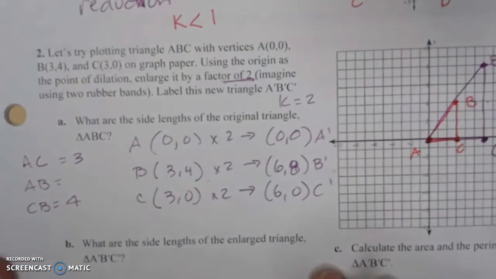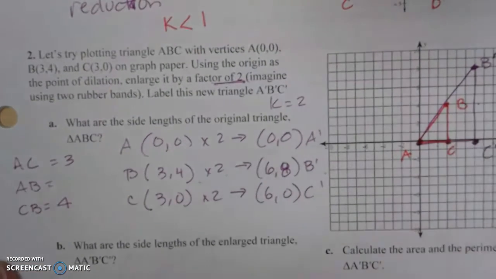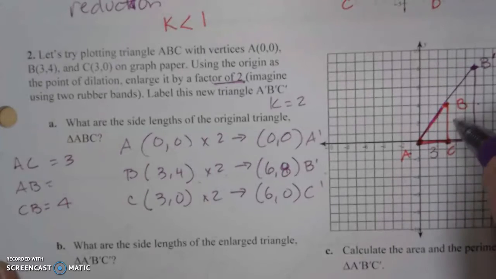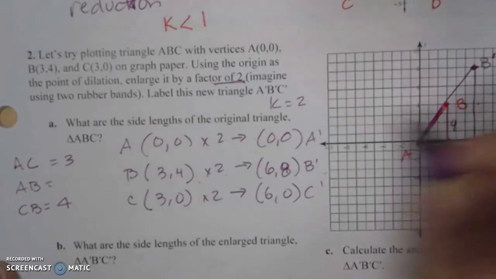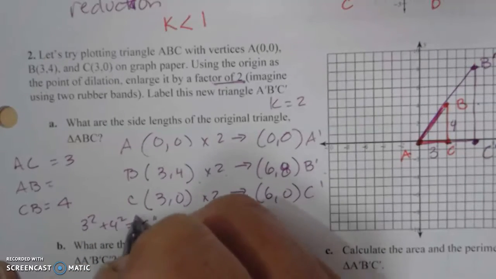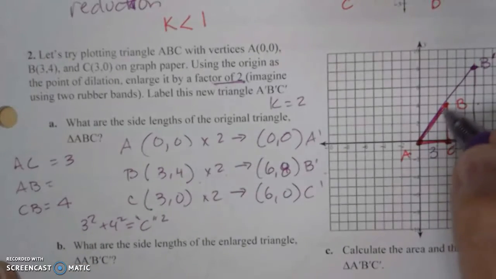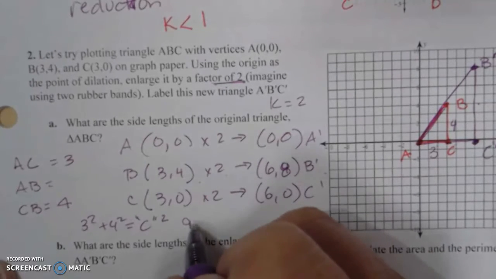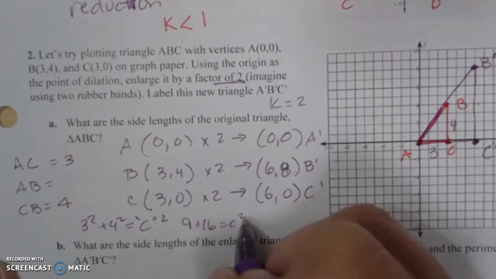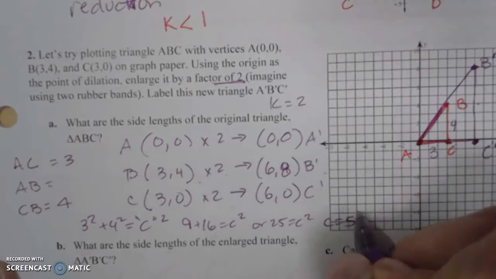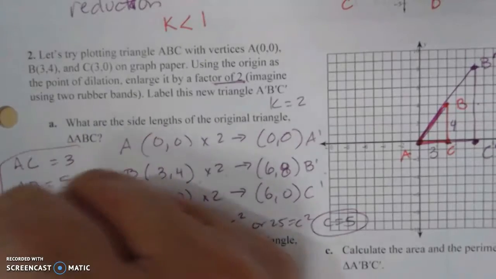Well, you might remember the 3, 4, 5 triangle, but if not, I need to find this length right here. This is 3 and this is 4. So over 3, up 4. To find this side right here, we have to do the Pythagorean theorem. 3 squared plus 4 squared equals c squared. The c is always the longest side of the triangle. So we're going to get 9 plus 16 equals c squared, or 25 equals c squared, therefore c equals 5. So this length is 5.